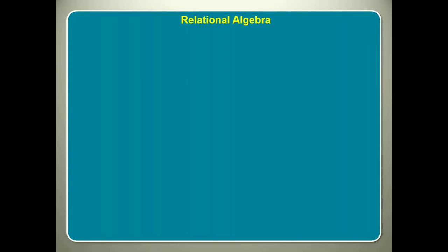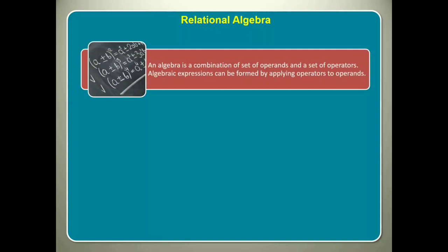Now that you have good understanding about various data types, let us move ahead with next concept, relational algebra. An algebra is a combination of a set of operands and a set of operators. You can form algebraic expressions by applying operators to operands.